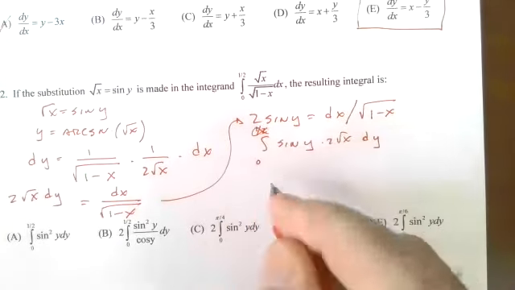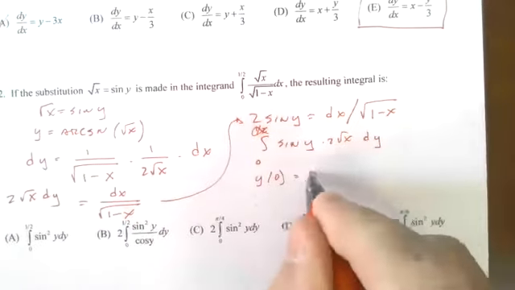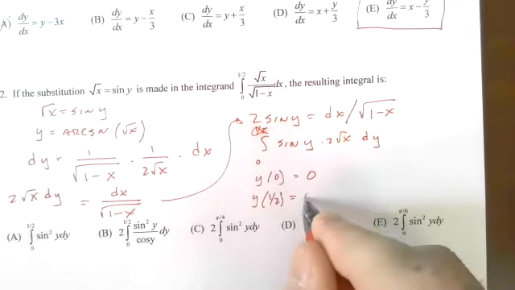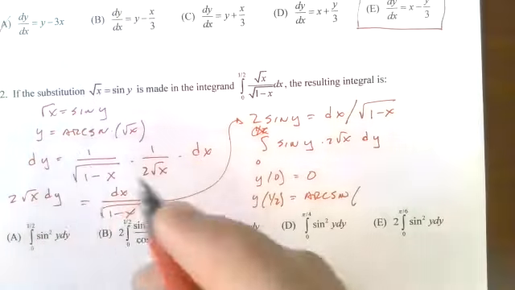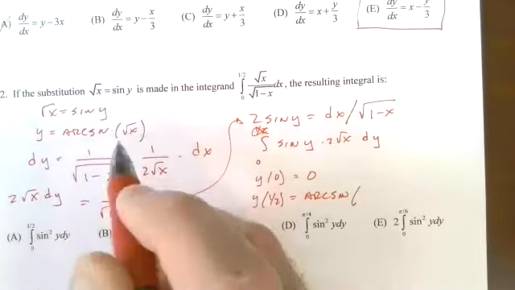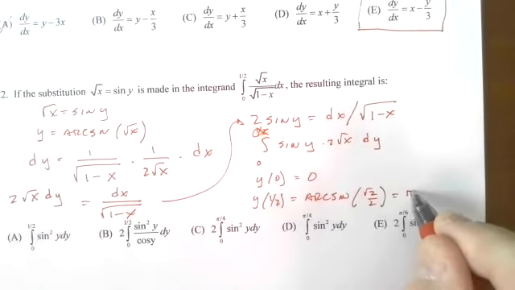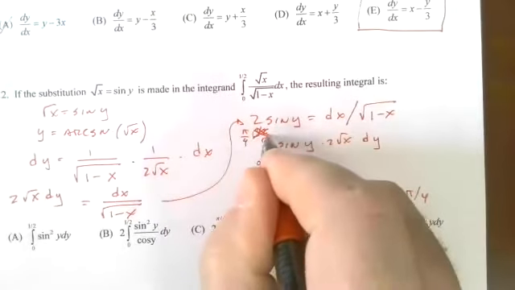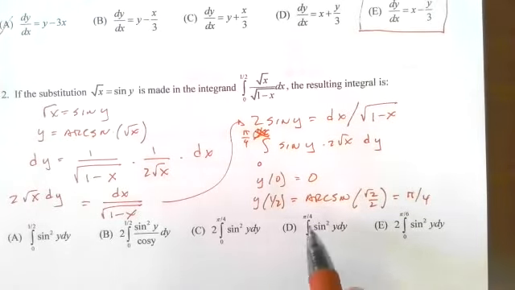So this is wrong. Y of 0, here it is. Arc sine of 0 is 0. Y of 1/2 equals arc sine of square root of x, which is root of 1/2, which is root 2 over 2. Where does sine equal root 2 over 2? Pi over 4. So this becomes pi over 4. Look around, there it is.